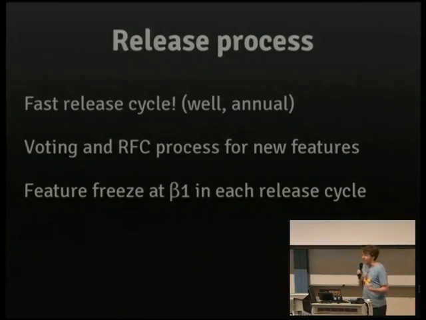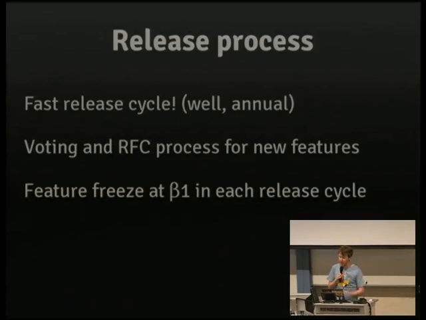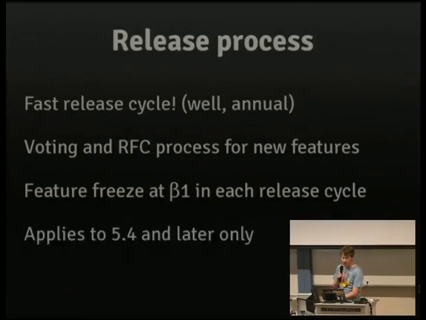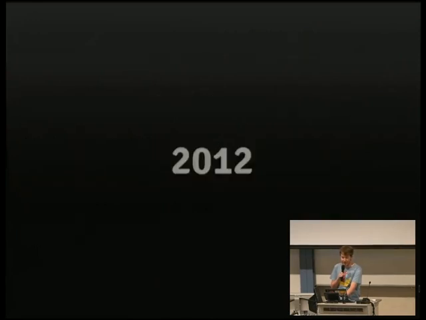We also introduced a voting process for new features so that they would actually be voted on by core developers, and a whole RFC phase basically during the pre-alpha and alpha phases of each release. Reasonably sensible, and then we'd feature freeze. We actually did do this for 5.4, and we're now in the middle of doing this for 5.5. It obviously doesn't apply to 5.3, and I'll come back to that.